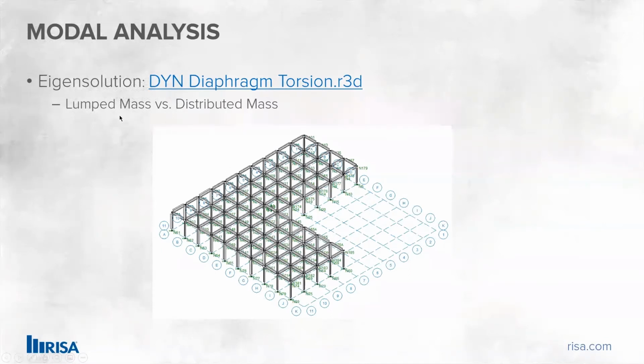Like, do I want to use a lumped mass to represent the diaphragm mass, or a distributed mass? Which means that I might use an area load to represent my seismic mass, or I might apply a single load to represent it. So in this model, I'm going to show you how to make that judgment.